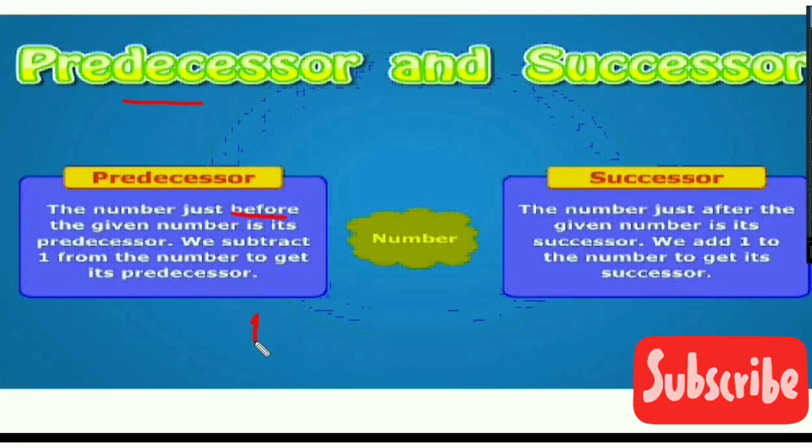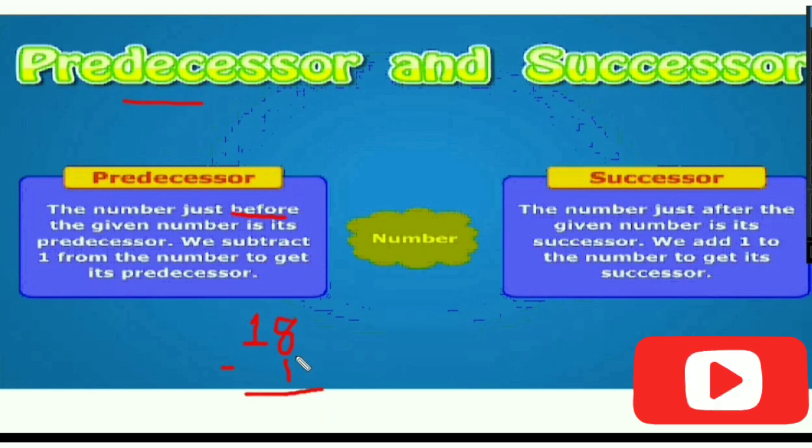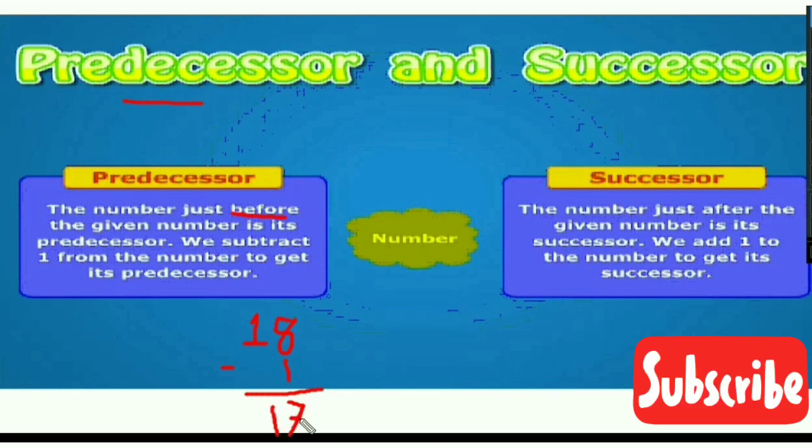Suppose I am giving you 18. Okay, I am giving you example 1. Okay, 18, and I am asking you what is the predecessor of 18. How will you find it? You simply need to subtract 1 from it. Okay, 18 minus 1, what will be the answer? 8 minus 1 equal to 7, and 1 as it is, that is 17 is our answer. Now predecessor of 18 is 17.